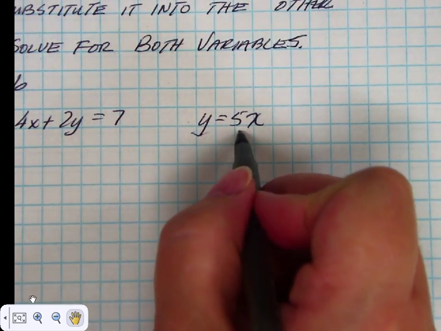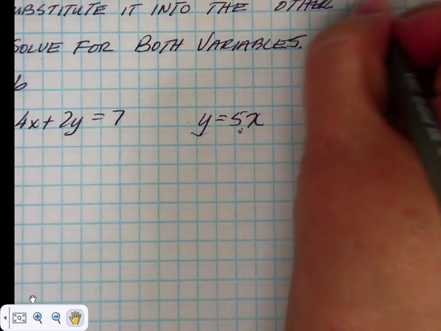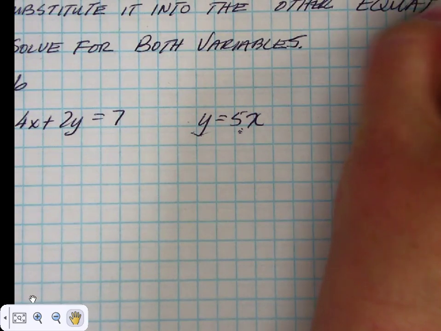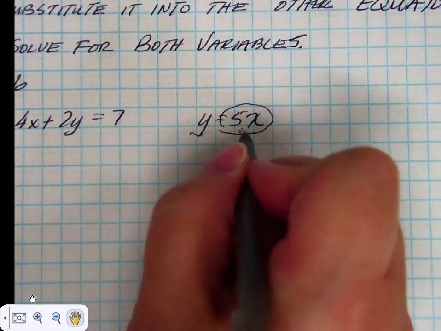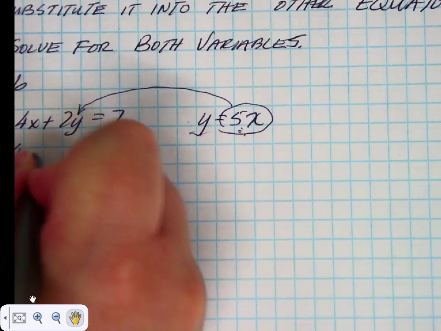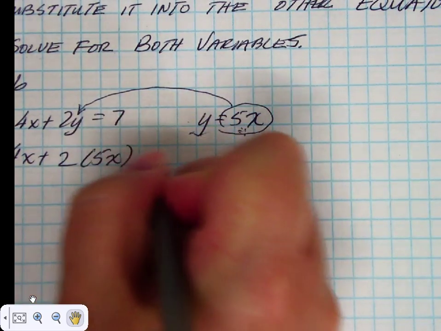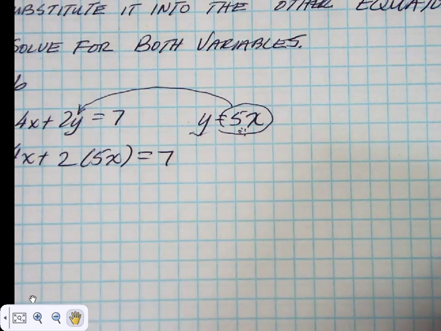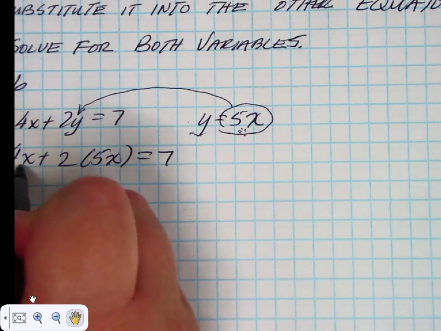So what we're going to do is take this and substitute it into the other equation. Okay? Now, I always show it by circling it. Since y is equal to this, I'm going to put it where I see my y. So, I'm going to have 4x plus 2 times 5x, since y is equal to that. And then I'm going to solve for x. Notice in this step right here, you only have one variable.